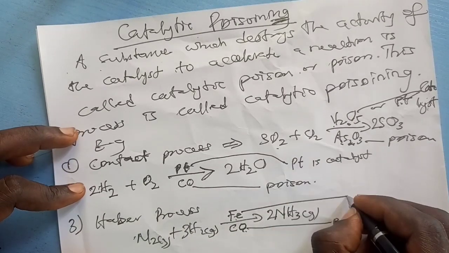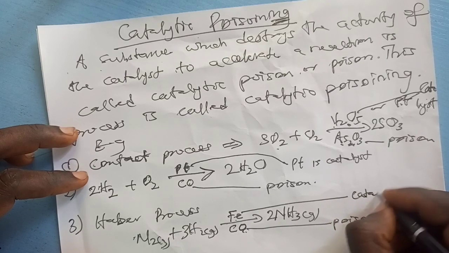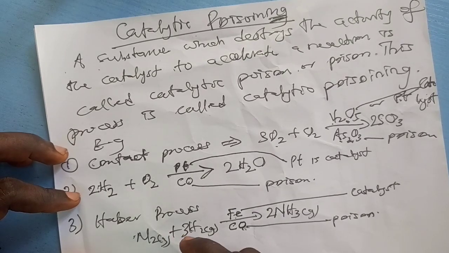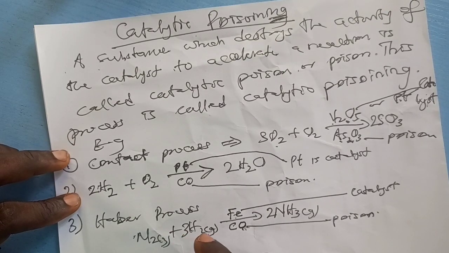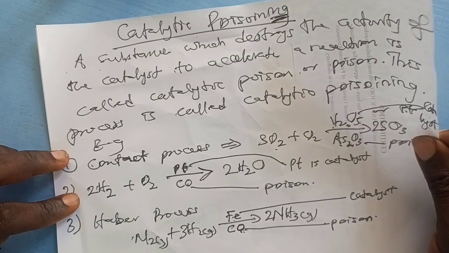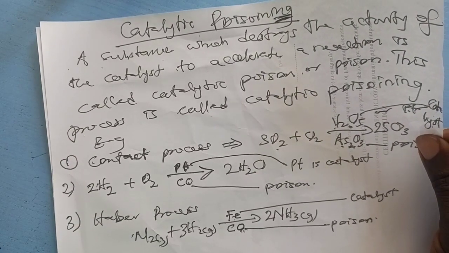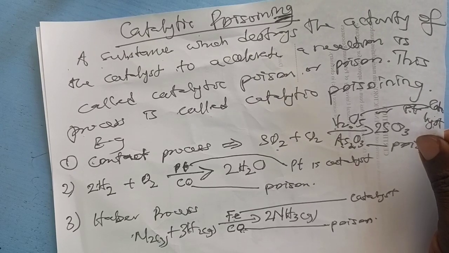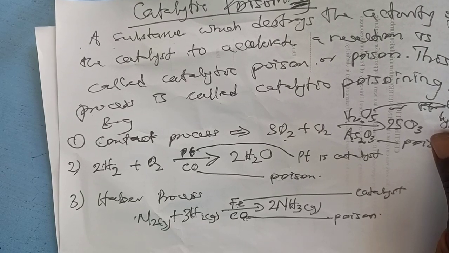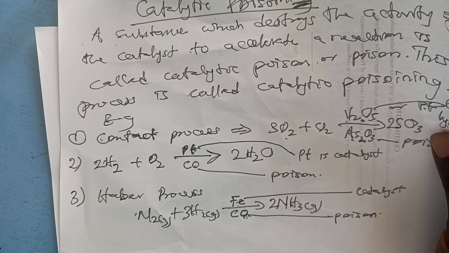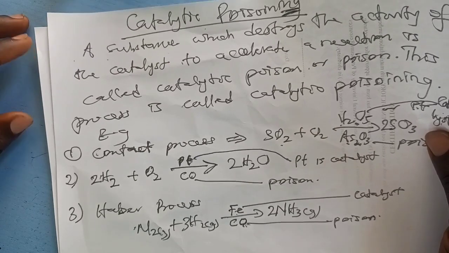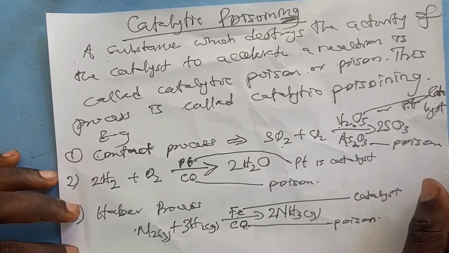Okay, so this gives you the catalyst, and this gives you the poison in the Haber process. I hope you understand this, what we refer to as catalytic poisoning. So do not be confused any longer. The second one I'll be treating now is the inhibitor, but before I talk about it, I just explained something about catalytic poison.